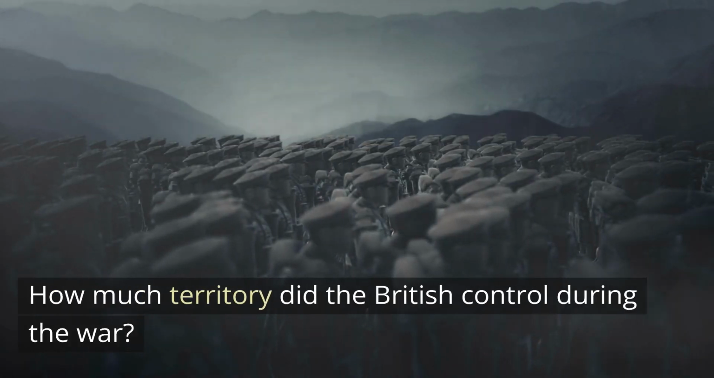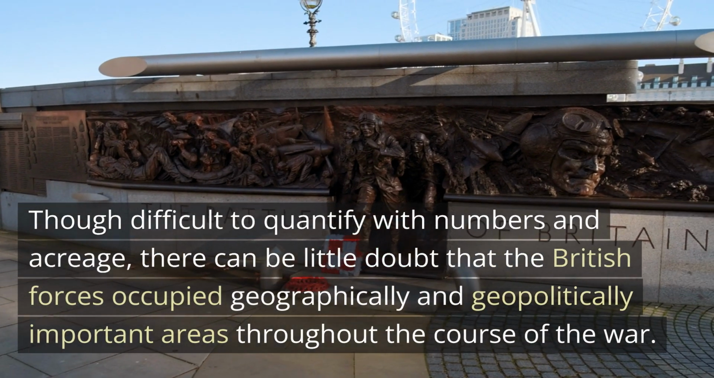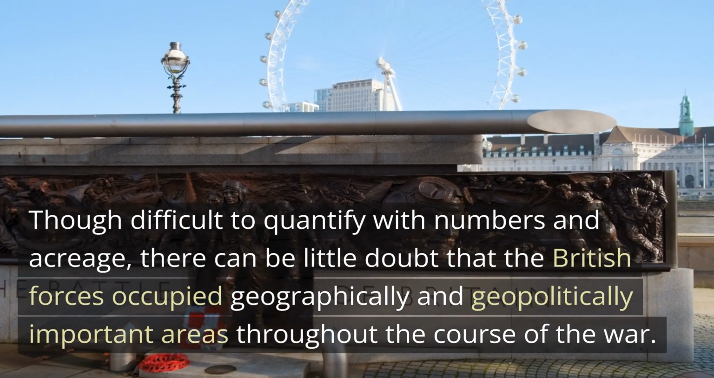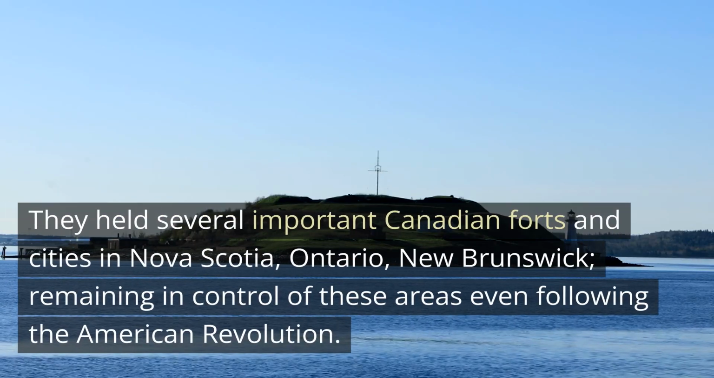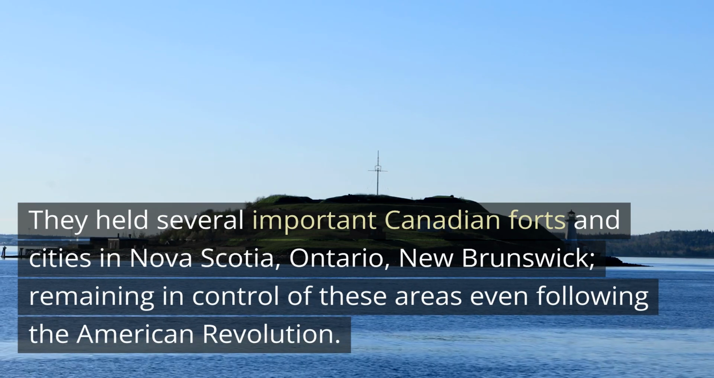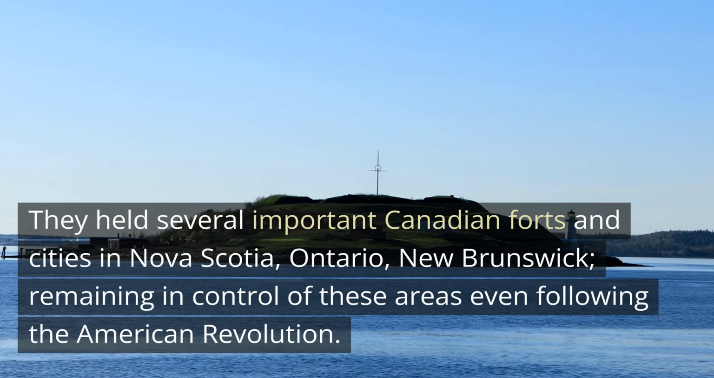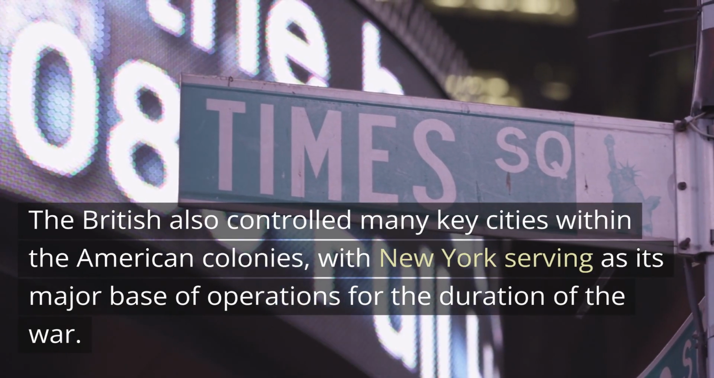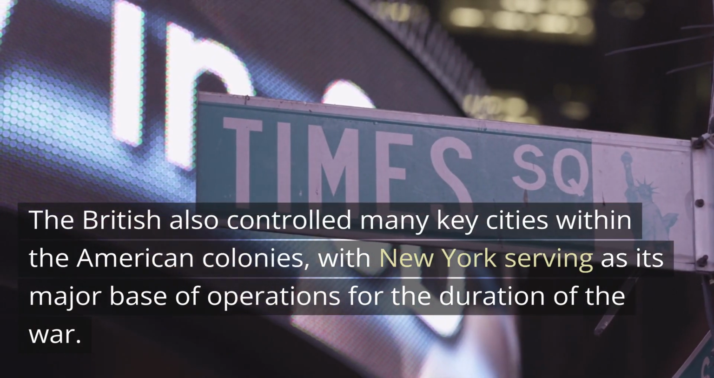How much territory did the British control during the war? Though difficult to quantify with numbers and acreage, there can be little doubt that the British forces occupied geographically and geopolitically important areas throughout the course of the war. They held several important Canadian forts and cities in Nova Scotia, Ontario, New Brunswick, remaining in control of these areas even following the American Revolution. The British also controlled many key cities within the American colonies, with New York serving as its major base of operations for the duration of the war.